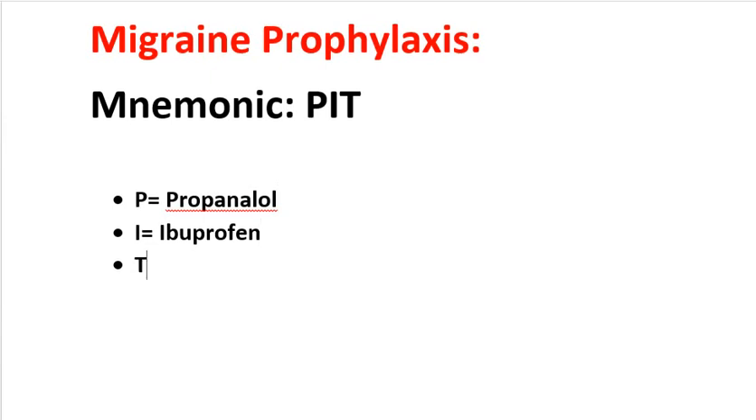The last one is T. T is equal to topiramate. It is basically an anti-epileptic drug, but it can also be used for migraine prophylaxis. So you can remember the mnemonic PIT for migraine prophylaxis, and you can use these three drugs. One thing to remember is that the drug ibuprofen is the first line treatment in migraine prophylaxis.